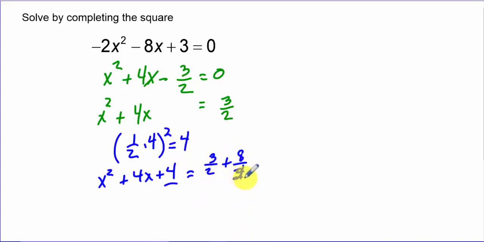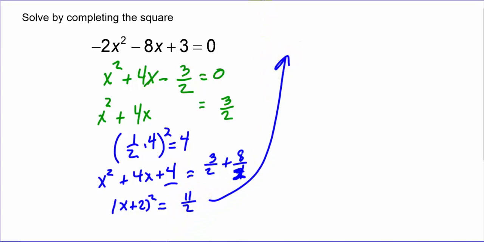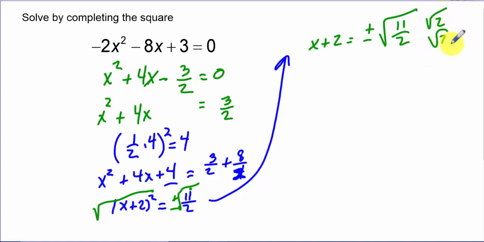8 over 2, sorry. So then I factor, get x plus 2 quantity squared. There's my perfect square. Get 11 over 2 here. Again, I'm going to square root both sides, not forgetting my plus and minus, and I get x plus 2 equals plus and minus the square root of 11 over 2, which isn't going to fly. We're going to have to rationalize by root 2 over root 2.